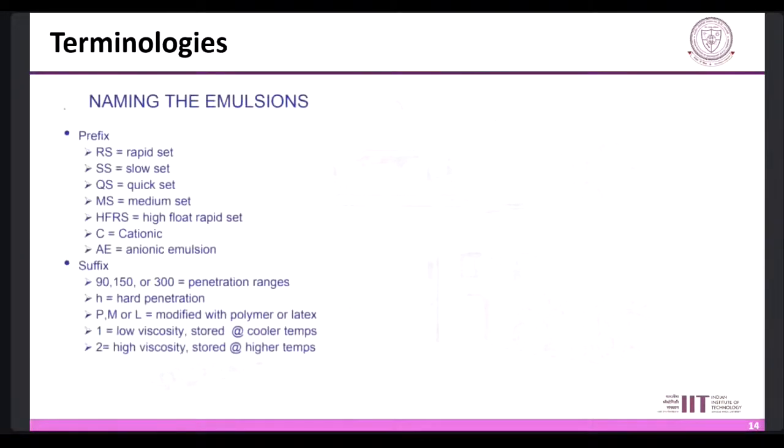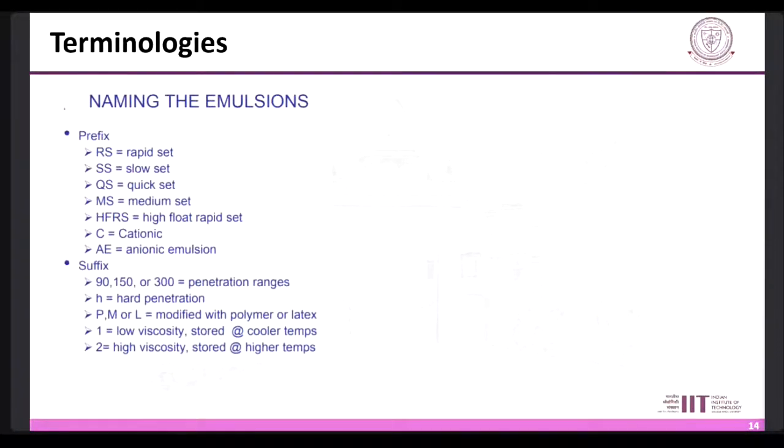The different terminologies used for defining the emulsions are the names of the emulsions, like RS is known as rapid set, MS is medium set, and QS is quick set. Can anyone tell whether they use quick set emulsion in paving construction or not? Means you have not used it, I think.